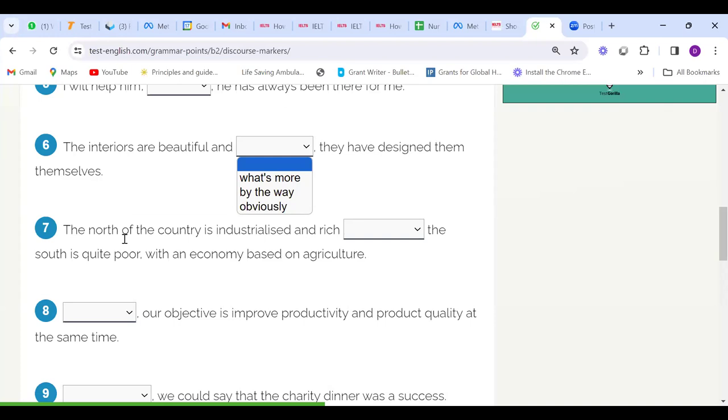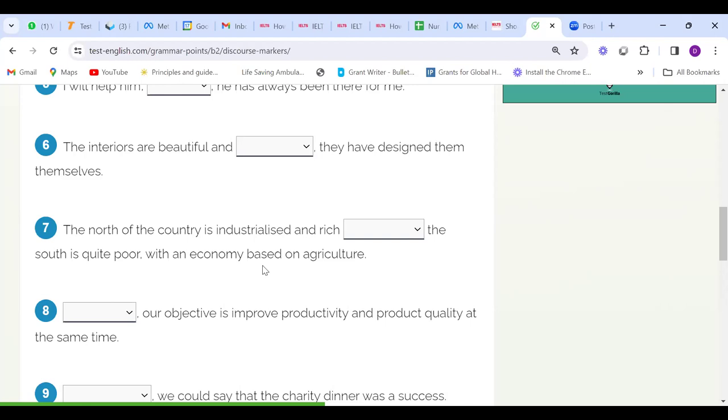Okay. Let's go to seven. The north of the country is industrialized and rich. Dash, the south is quite poor with an economy based on agriculture.